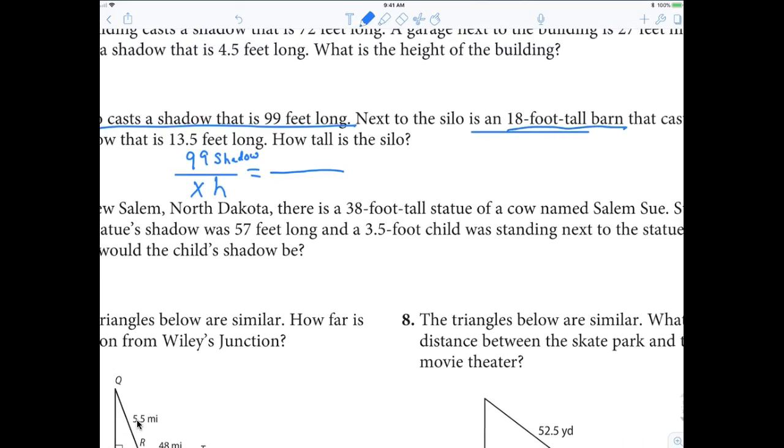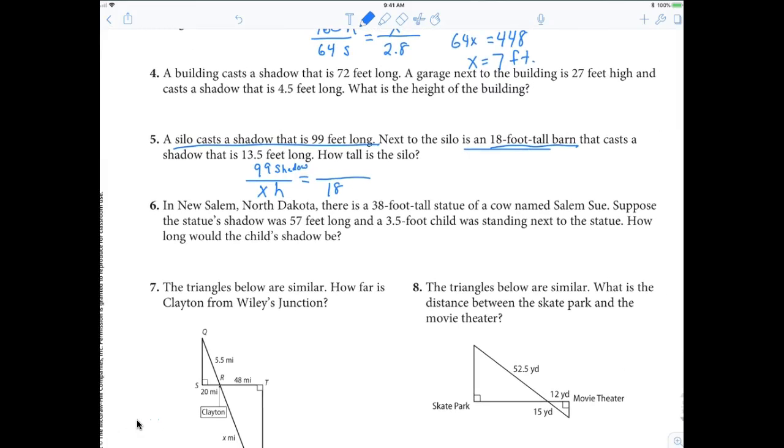It's on the bottom. Because why? That's right. The height. Exactly. Now you understand what I'm trying to tell you. So the 18 would go on the bottom, and what would go on the top? Because that is a what? 13.5 is a shadow. Exactly. 13.5 is on top because it goes with the shadow.